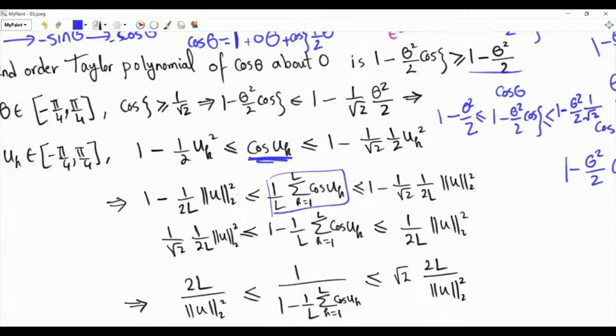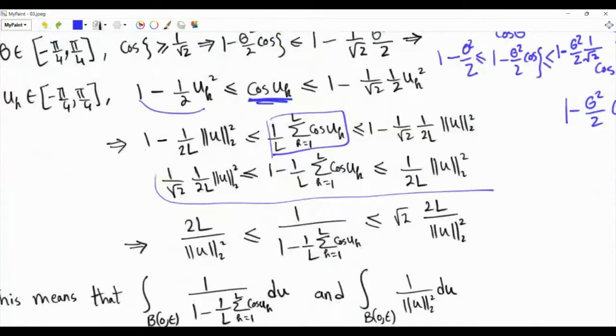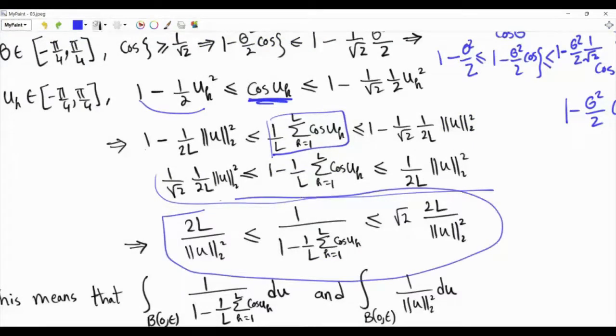So this will be the term that appears in our integral. When we add this and divide by L, we get 1 minus 1 over 2L, the L2 norm squared of u. Here we get the same thing, but with an extra 1 over square root of 2. We can multiply by minus 1 and then add 1, so we get this inequality. We then take the reciprocal of all sides, and then we have this inequality here.